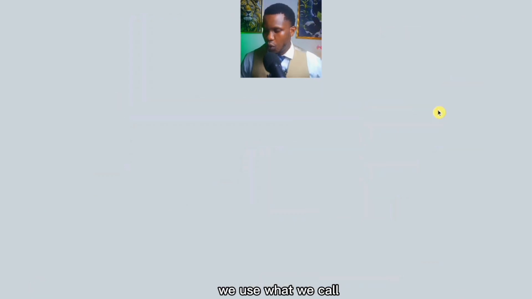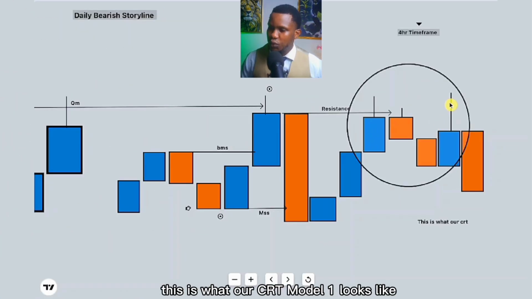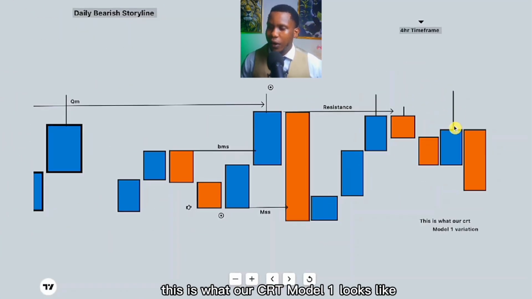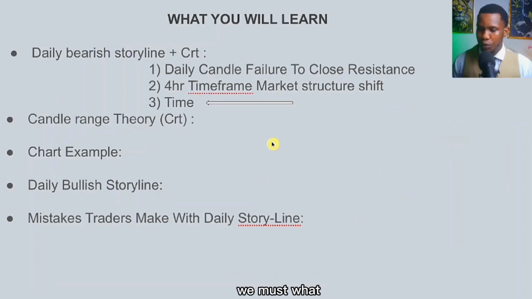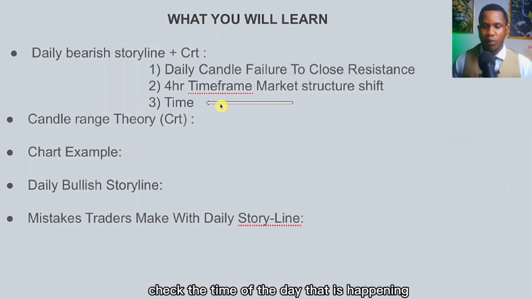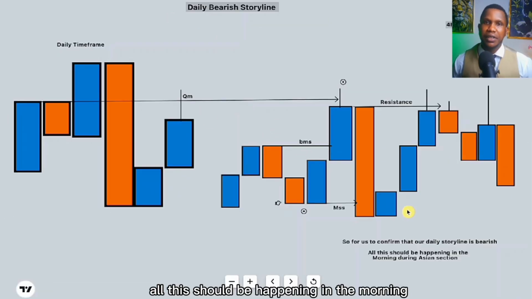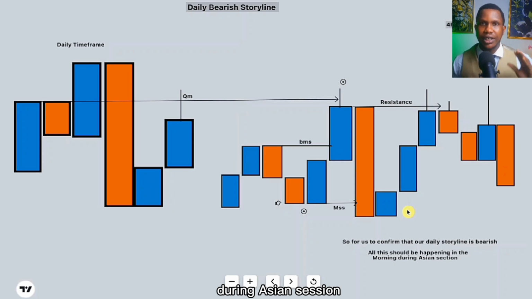We use what we call CRT. This is what our CRT model 1 looks like. For us to confirm that our daily storyline is bearish, we must check the time of the day. All this should be happening in the morning during the Asian session.